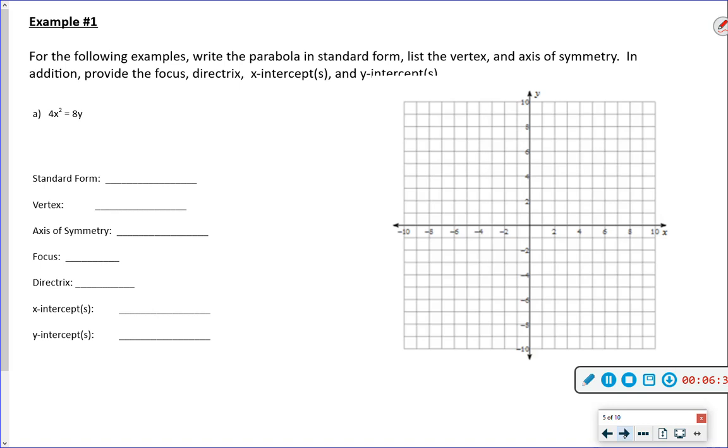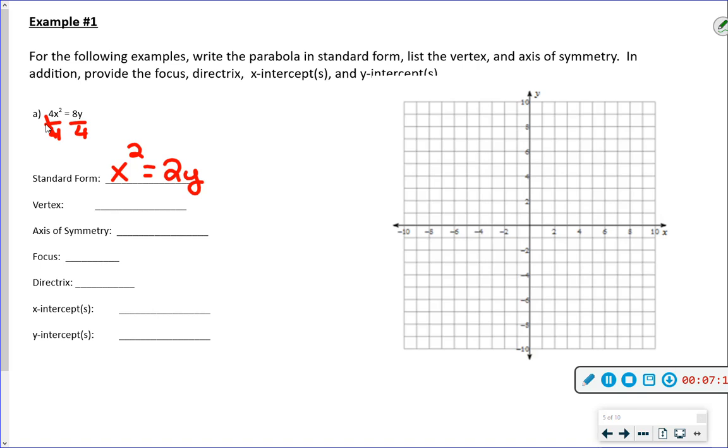So here we go. For the following, write the parabola in standard form, list all this stuff, and we'll draw it. Okay. Now, you are almost in standard form. We're so close to standard form. Remember, standard form starts with x squared. I'm going to get rid of the 4, so I'm just going to divide each side by 4. So on the standard form line, I'm ready to fill it in. I'm going to have x squared equals 8 over 4.